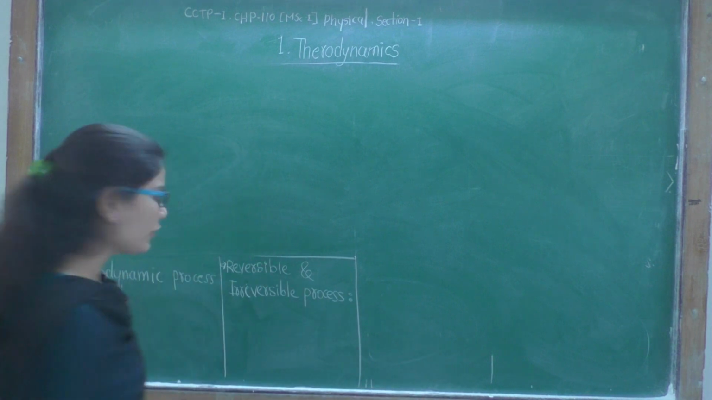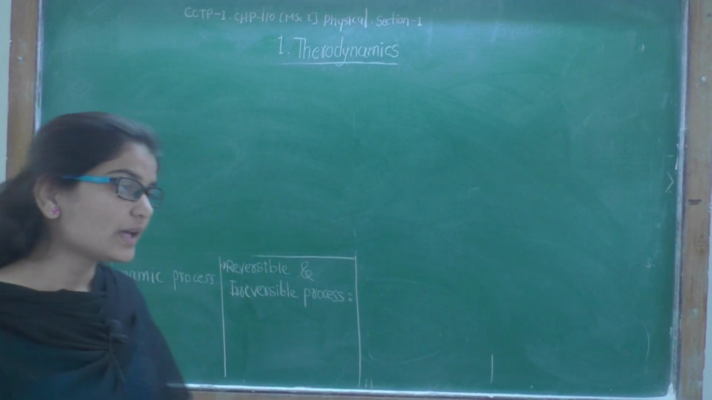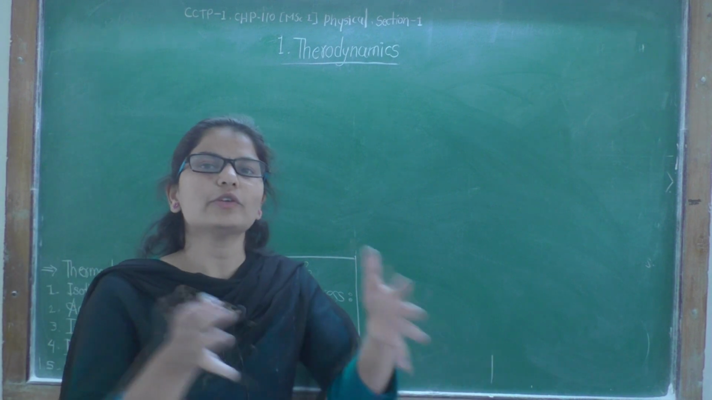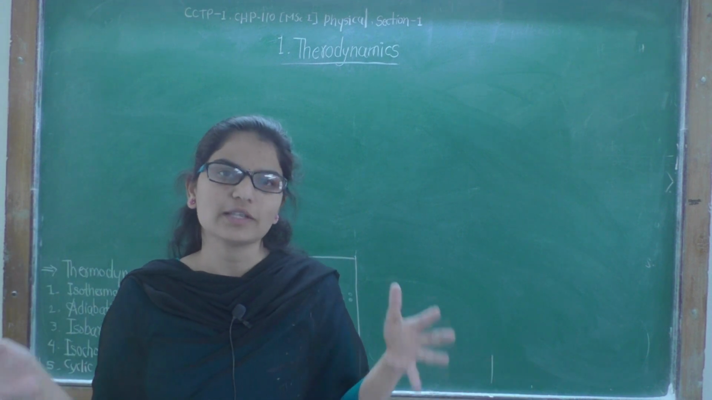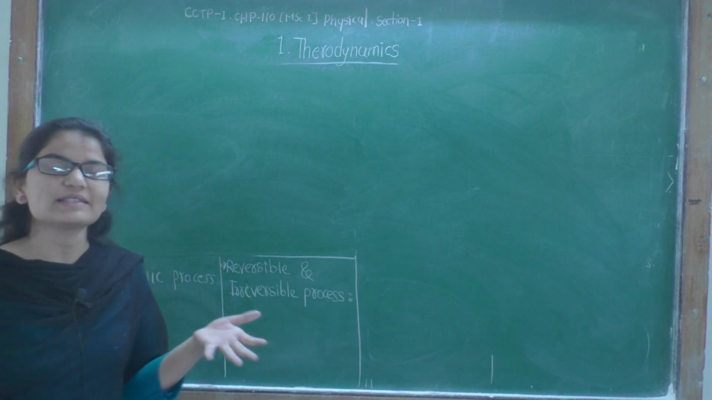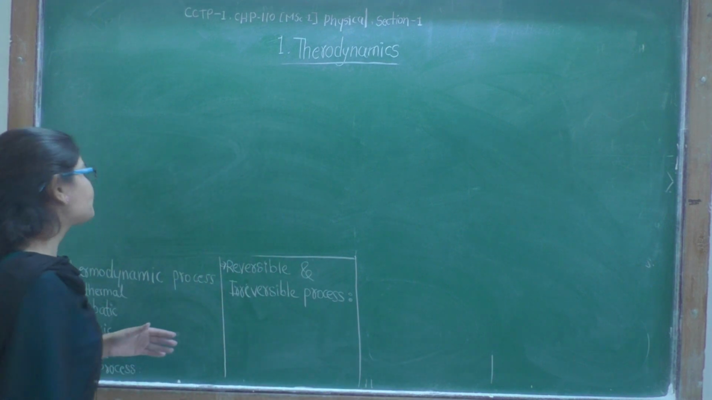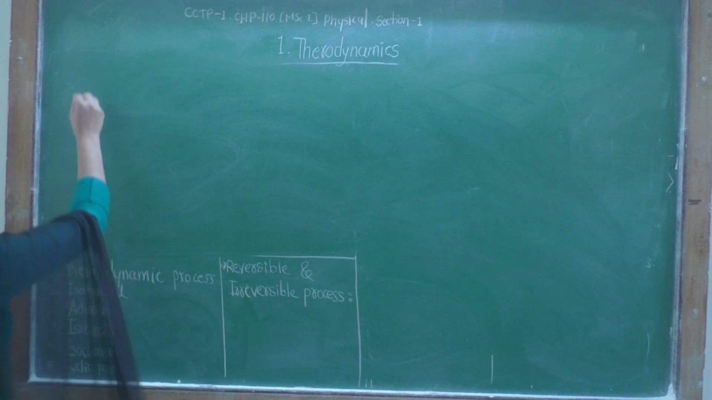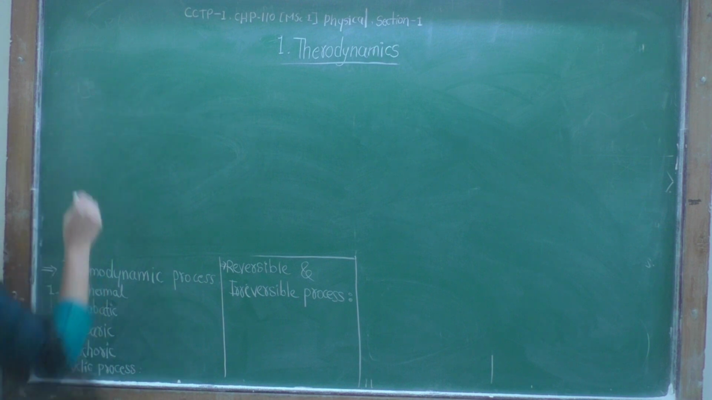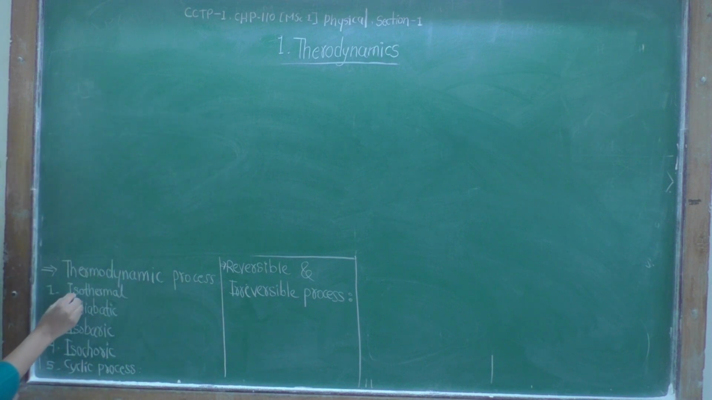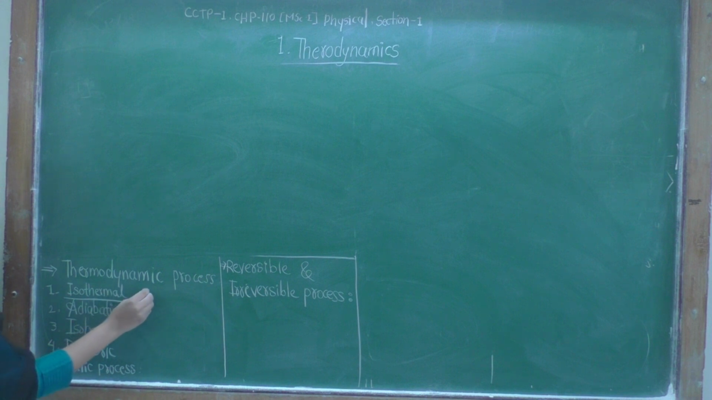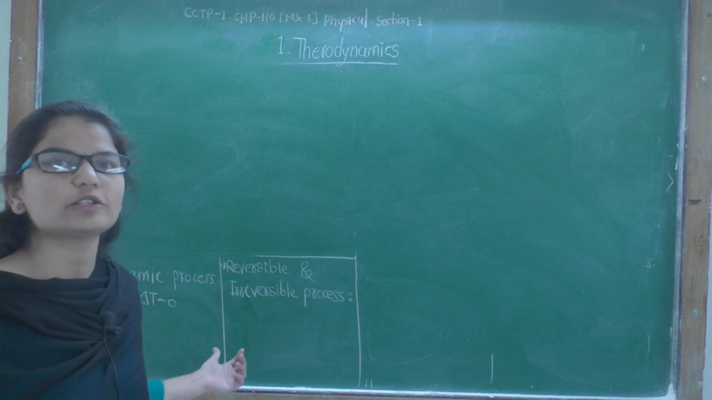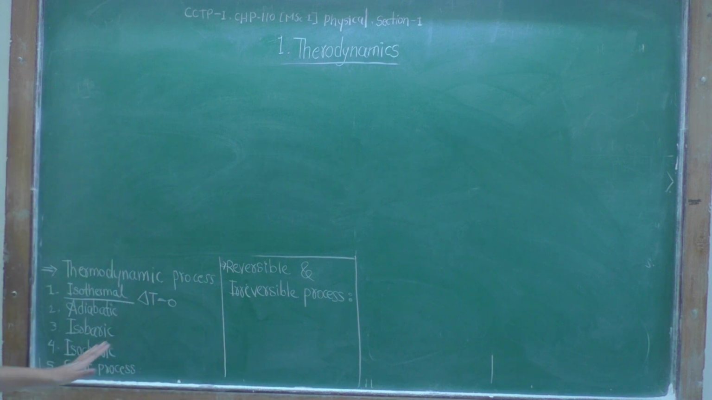Now, what is a thermodynamic process? Thermodynamic process means changing of a system from one state to another state. That change is called a thermodynamic process. These processes are categorized again into different categories. First is isothermal process. Here delta T equals 0. Change in temperature equals 0 in the case of isothermal process.